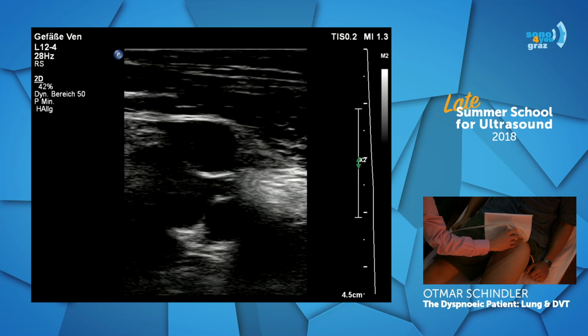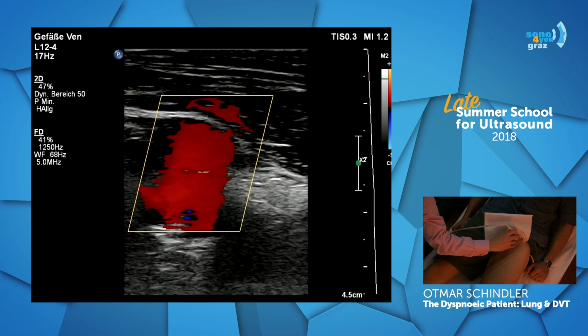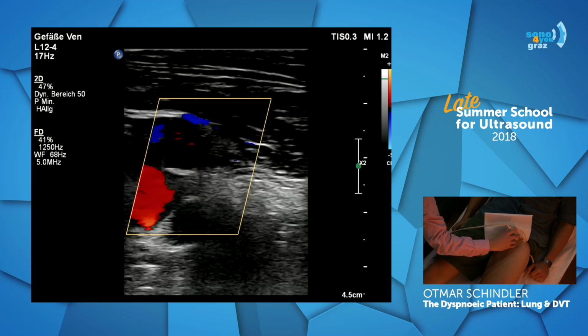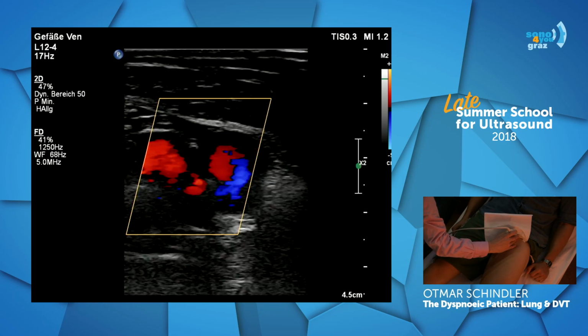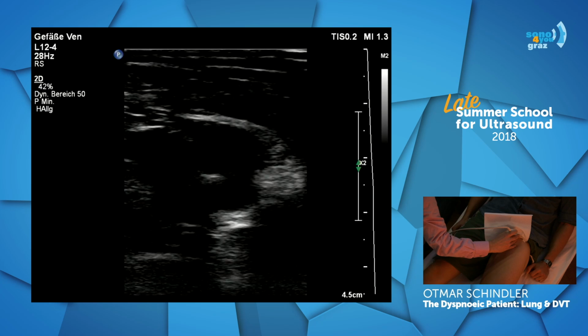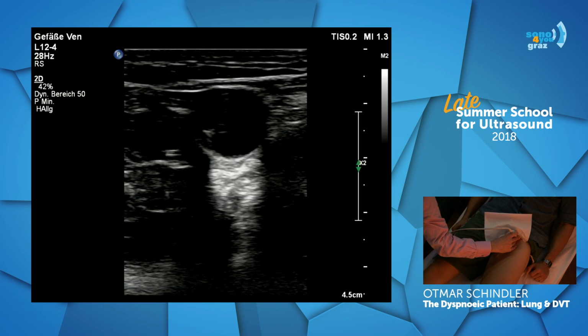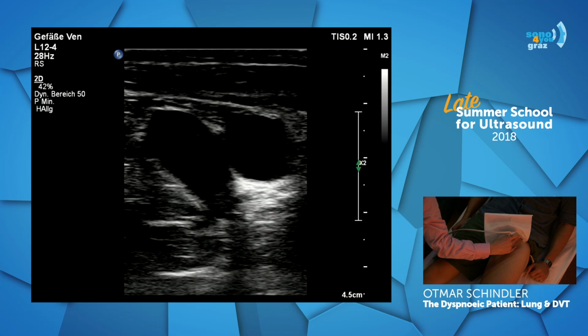So, we see the vessels. We don't know which vessel is which one. Just put the color Doppler on. And we compress. And we see the vein.